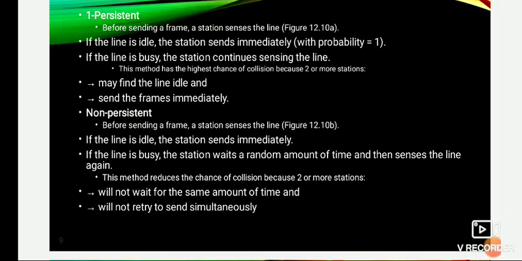In the case of non-persistent, that is the second diagram. Before sending a frame, a station senses the line. If the line is idle, the station sends immediately. If the line is busy, the station waits for a random amount of time and then senses the line again. This method reduces the chance of collision because two or more stations will not wait for the same amount of time and will not retry to send simultaneously.